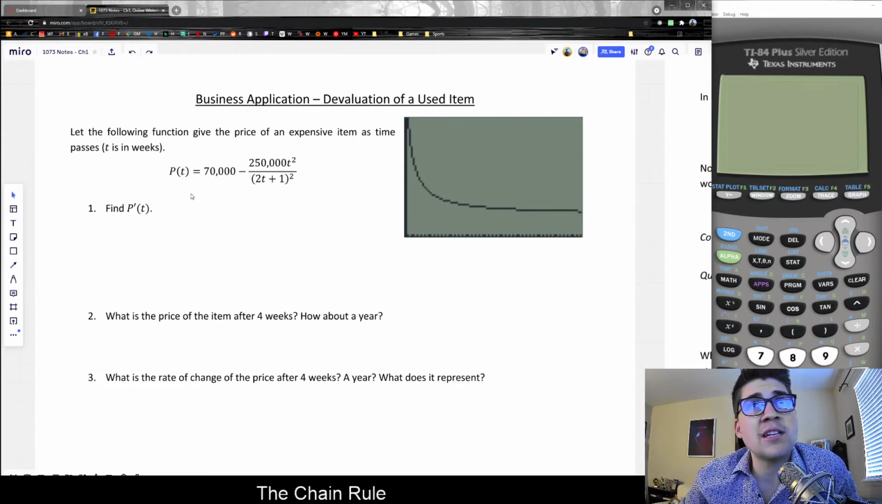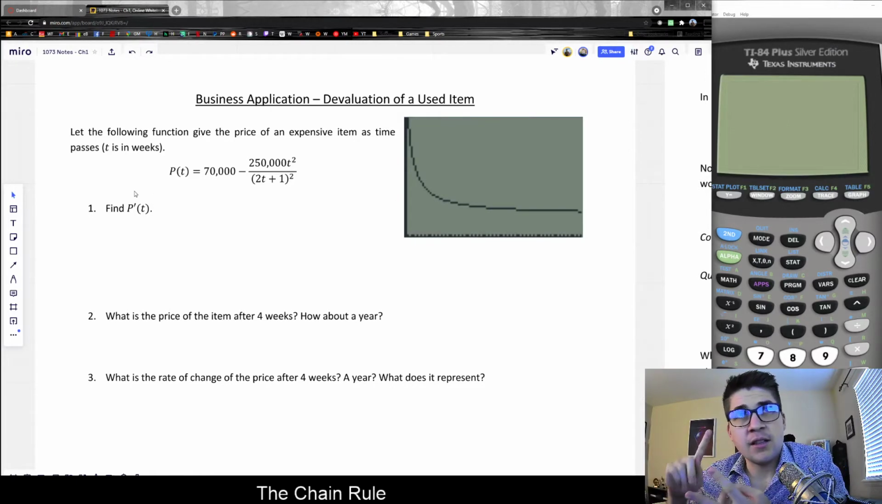But first question, it says find p prime of t. Remember, in the last week or two we've been focusing so much on how we find derivatives using things such as the power rule, the coefficient rule, the sum rule, the product rule, the quotient rule, and the chain rule. All of those are fundamental rules for finding derivatives.